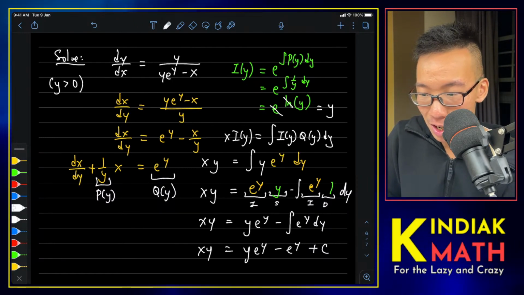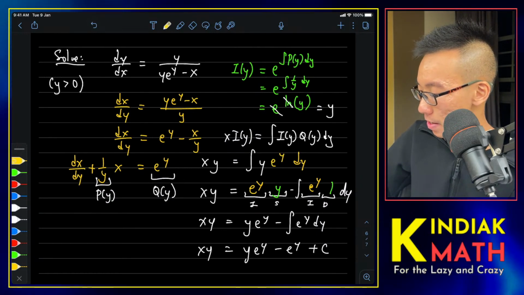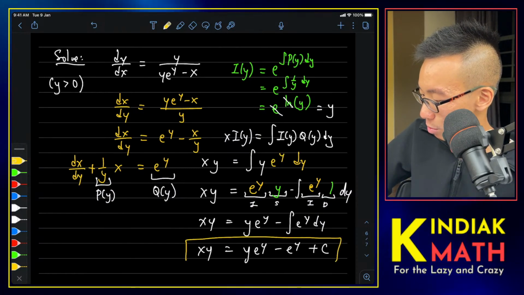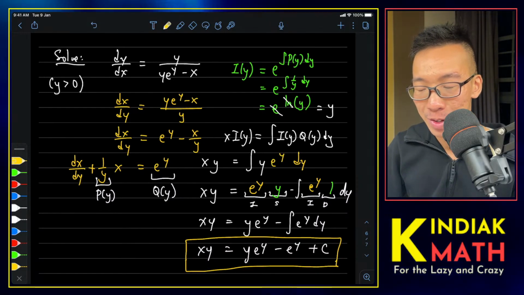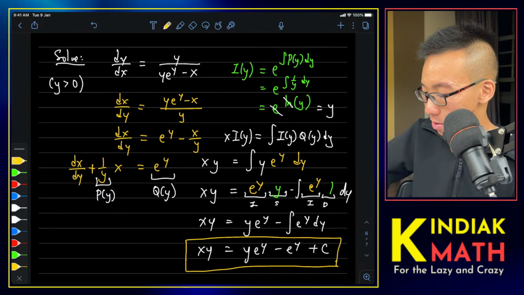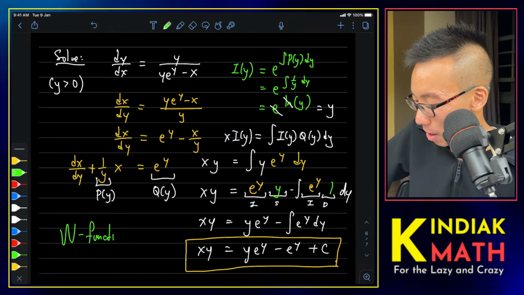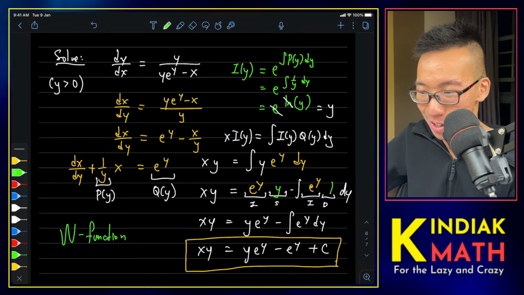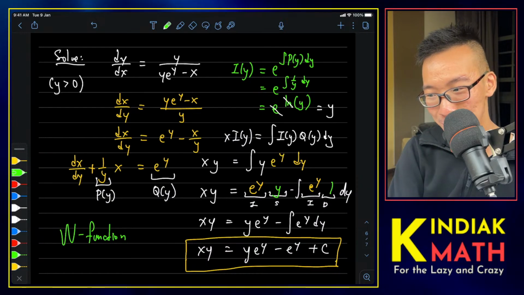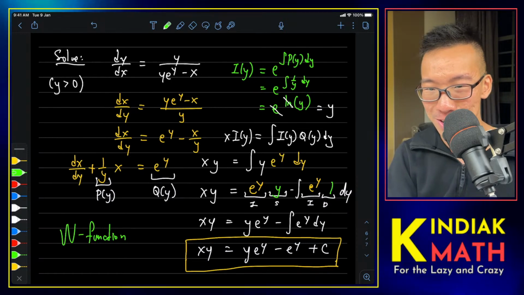And actually, the question requires us to express this in terms of y, but since there isn't any straightforward way to do this, this is our final answer and it works out just as well. In fact, if you want to make y the subject, you might need to use this thing called the Lambert W function. I don't actually have a video on it. Honestly, I'm not too impressed by the W function. I know a lot of YouTubers and my good friend Anthony from the Paratutor likes to use W functions, but I don't know, it just doesn't really excite me as much.